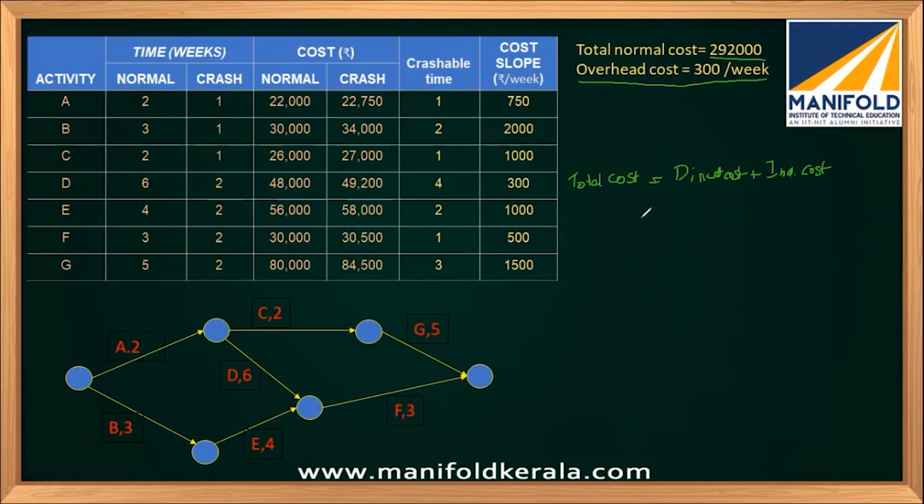And when we do crashing, the crashing will cause changes in direct cost as well as indirect cost. There will also be a cost associated with crashing, so you have to find all these three, direct, indirect, and the crashing cost, when you calculate the total cost. That's one of the things that you have to remember.